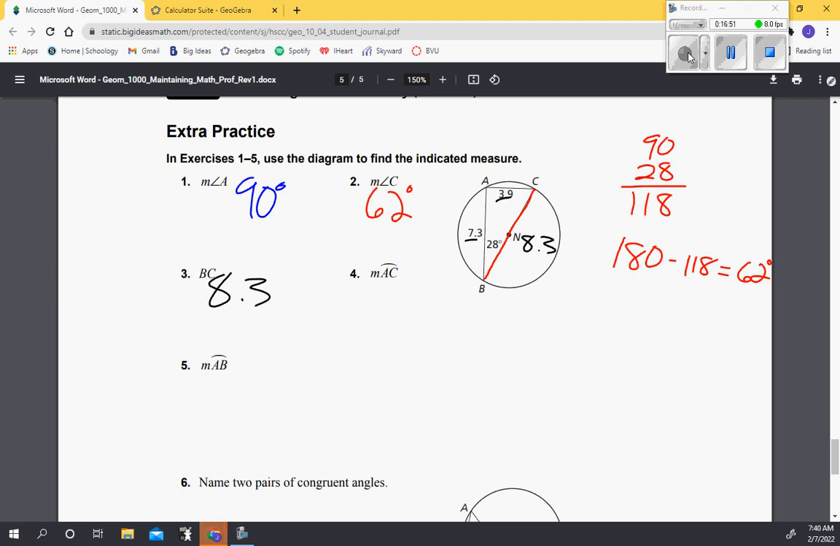Next, we have to find the measure of arc AC. We have to find this measure. Okay. Now, your instinct is going to say, well, it's just whatever this angle is, which is 28 degrees. And that's not correct, because this is different than a central angle. This is an inscribed angle. When we have an inscribed angle, we have to double. We have to double 28. So we have to take 28 and multiply it by 2, which is 56 degrees. That's the measure of the arc, 56 degrees.